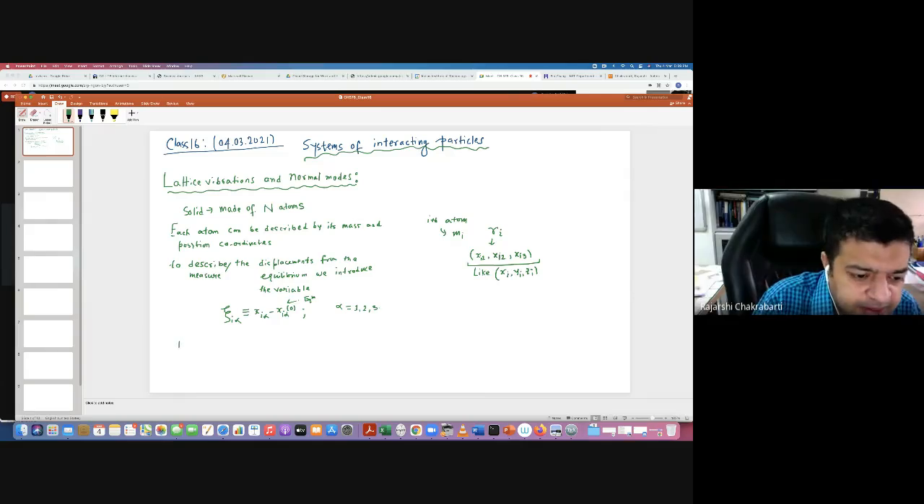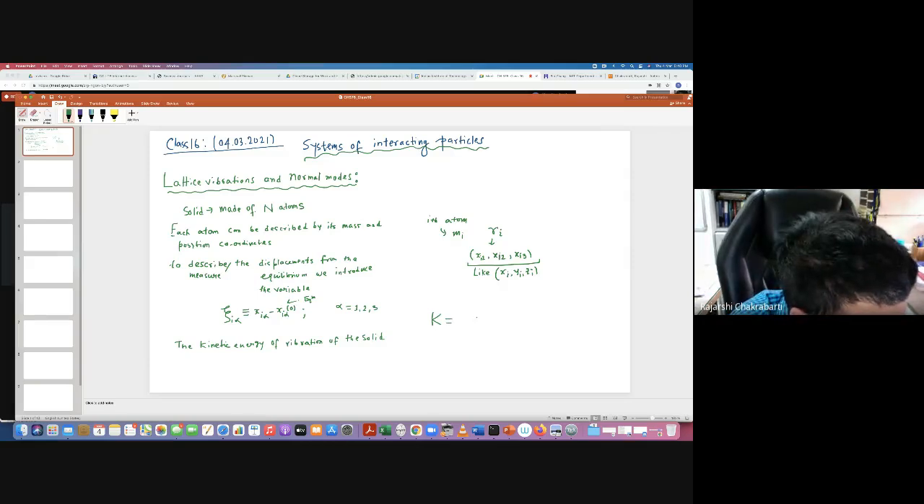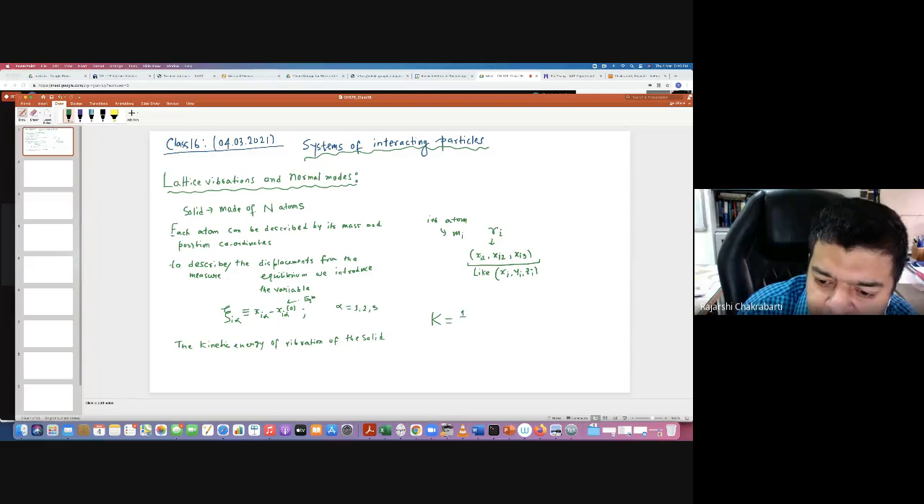So then the kinetic energy of vibration of the solid, what should be the kinetic energy? You know half mv square, no? Kinetic energy is half mv square. Everybody knows. But how many atoms are there? N atoms, but each atom has three directions, no? X, Y, Z, like x1, x2, x3. So actually, what I'm going to get, I'm going to get half.